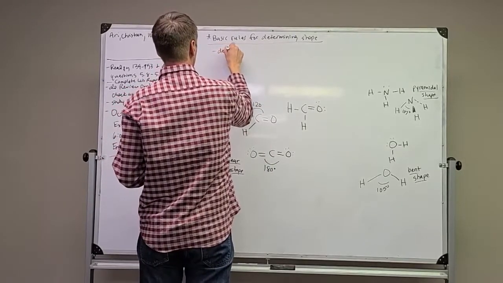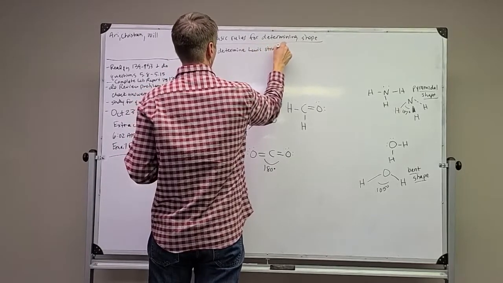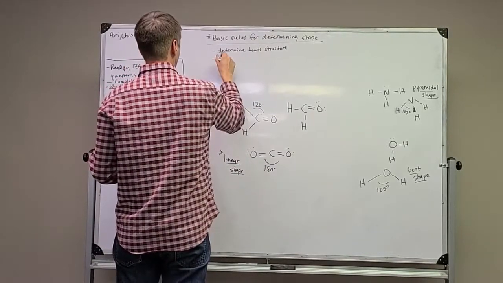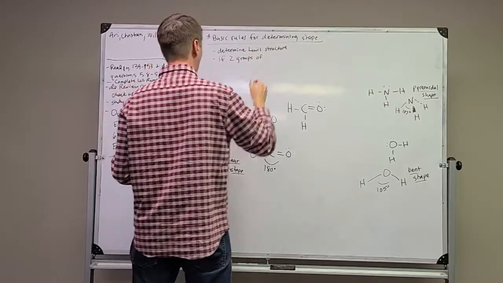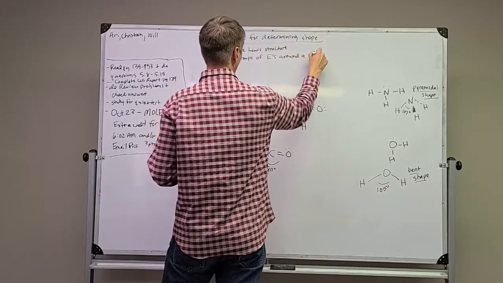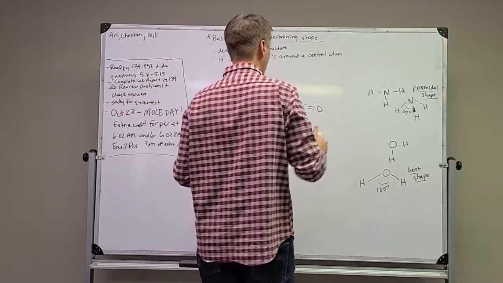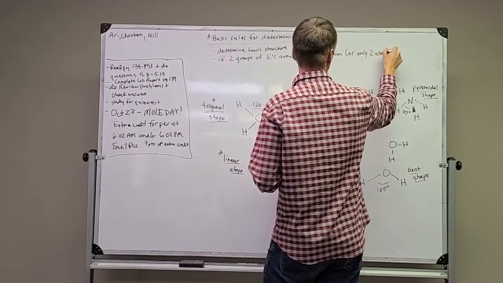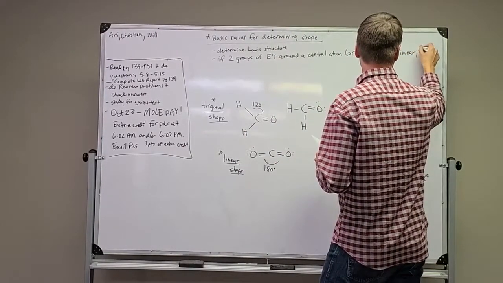So first step, determine the Lewis structure. Second step, if two groups of electrons around a central atom, or if you only have two atoms, then it's linear shape and 180 degrees.